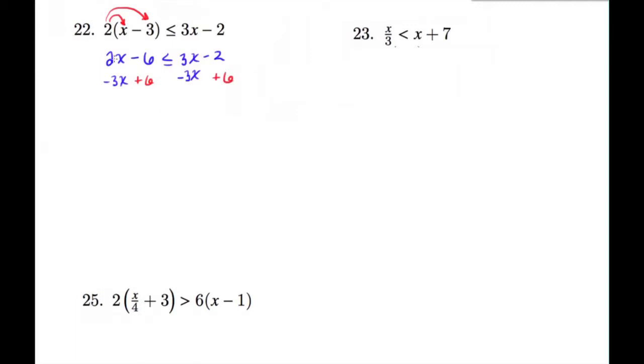So now I have 2x minus 3x is negative x is less than, these cancel, negative 2 plus 6 is a 4. Now I need to get rid of the negative x, so I have to flip the sign: x is greater than negative 4.